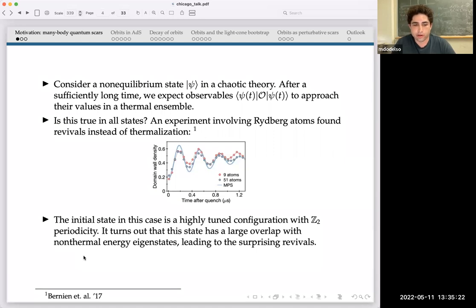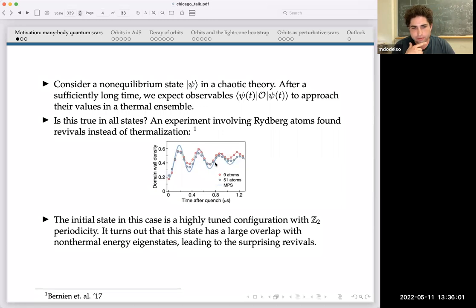So an experiment was done 5 years ago involving Rydberg atoms, which are a certain type of two-level system. You can think about them in that way. And an observable in this chain of atoms found revivals instead of thermalization of a certain observable known as the domain wall density. So I won't go into the details, but the point is that this does not thermalize, it oscillates, it revives over time.